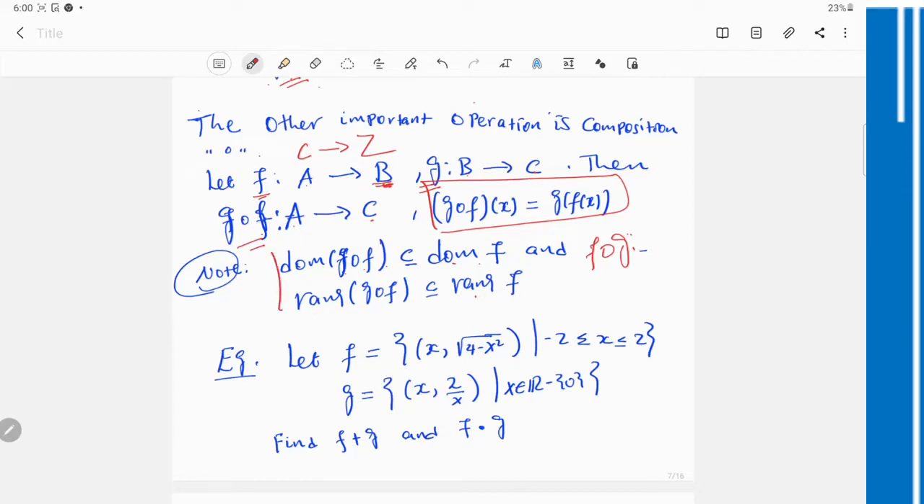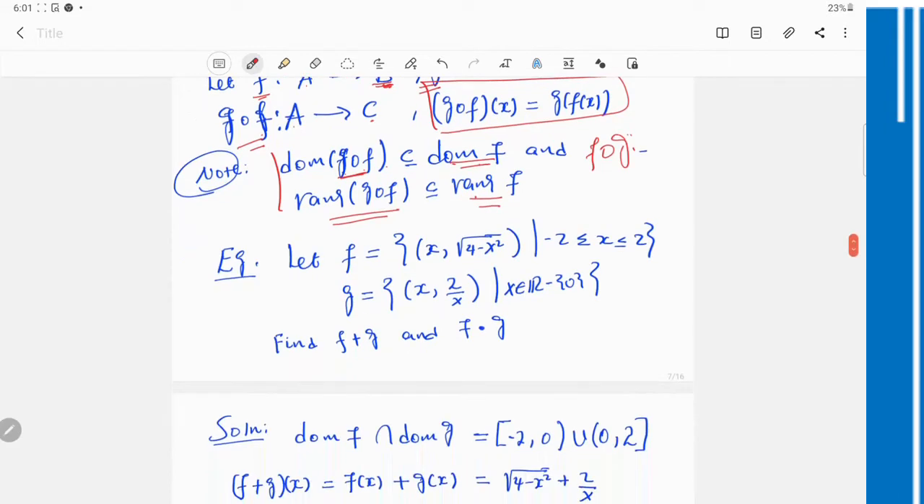So if you are asked to find the domain of g composite f, the set you will get is a subset of the domain of f. Also the range for g composite f is contained in this one. So let's see an example. If f is mapping x into this one, whereby the domain is here, and g is mapping x to 2 over x, then again the domain is here.